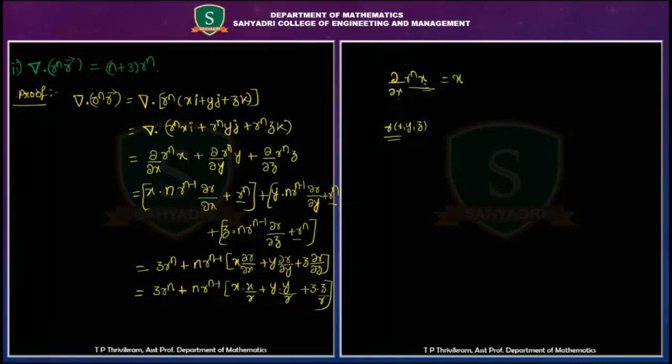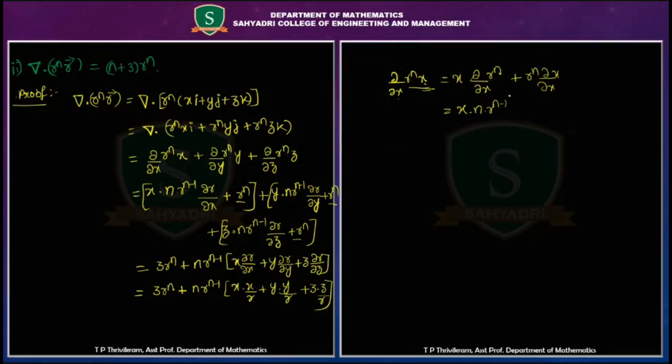Okay. So first you'll apply x dou by dou x of r power n plus r power n into dou by dou x of x. Okay, this is just the product rule, right? So this one is equal to how much? x into, in the previous step we have done differentiation of r power n. So n into r power n minus 1, since r is a function of x, y, z, you have to differentiate it again, dou r by dou x, plus r power n into dou by dou x of x, which is 1. So this is what we did here. Clear? Here you have applied the chain rule. Fine.